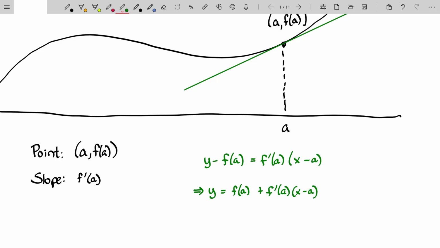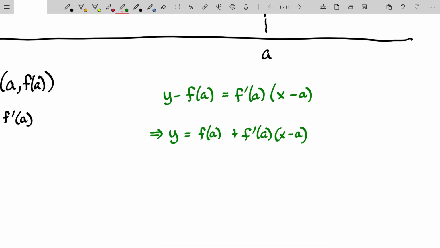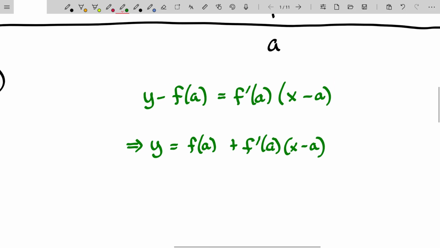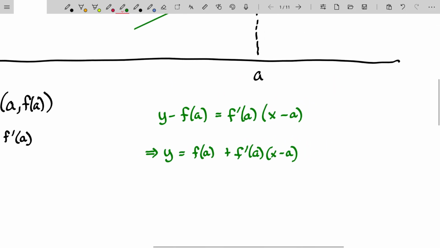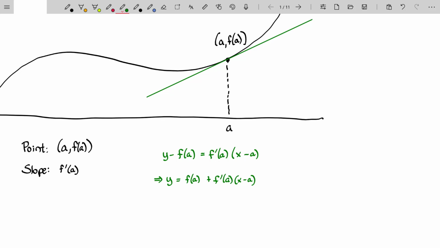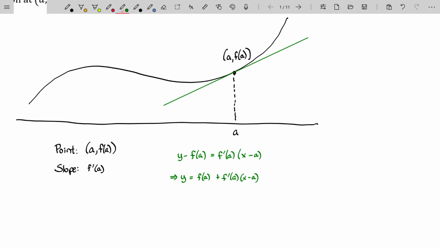Now, of course, it's written in the opposite order that you normally write it. Normally you would write it mx plus b, and here we're writing it as b plus mx, but that's okay. That's not that big of a deal. That is the equation of this tangent line for this arbitrary point on this arbitrary function.